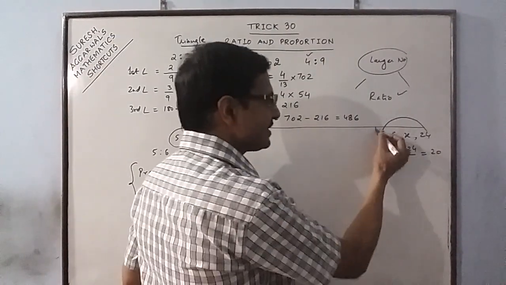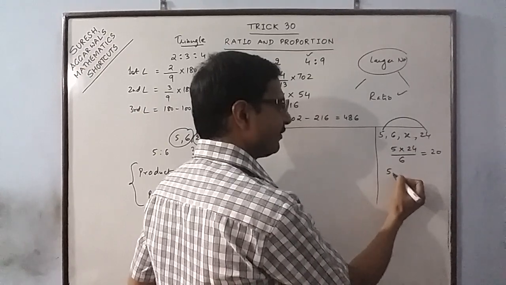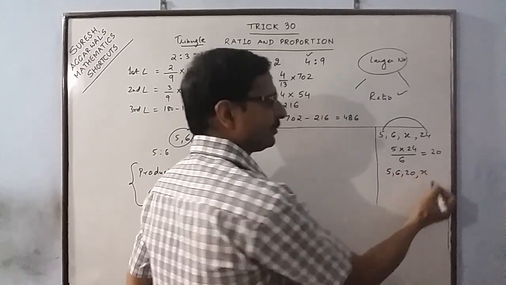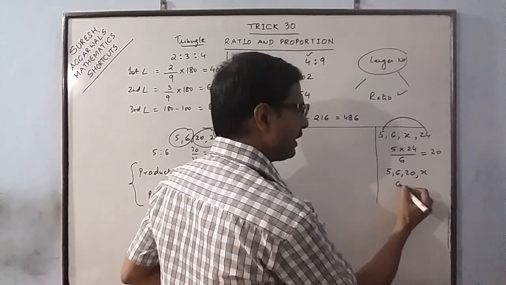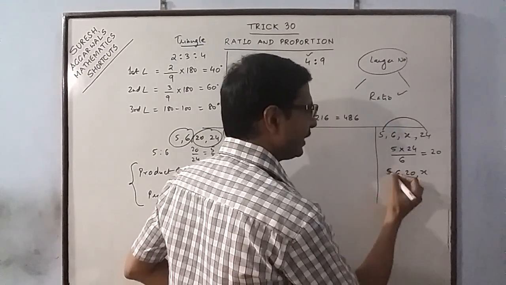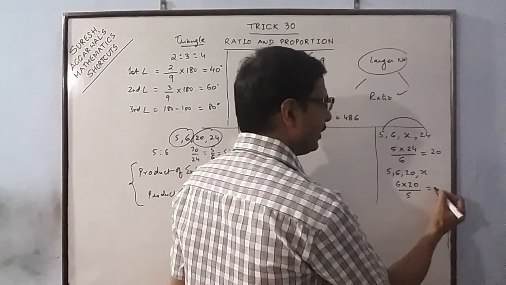Similarly, if x lies at some other place, suppose we have x at the fourth place, 5, 6, 20 and x. Now both the means are known, multiply both the means and divide by the extreme which is known. Again the answer will come out to be 24.